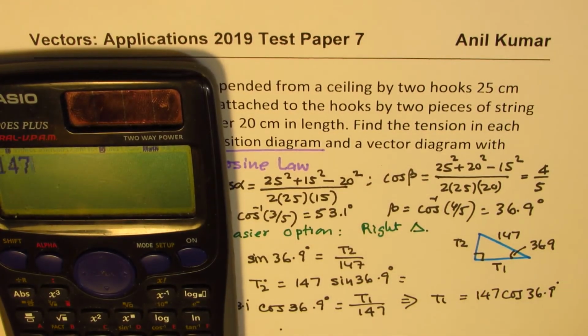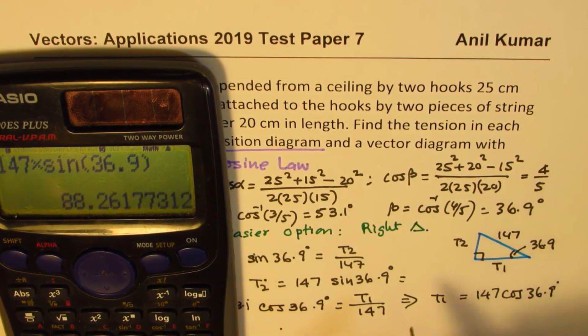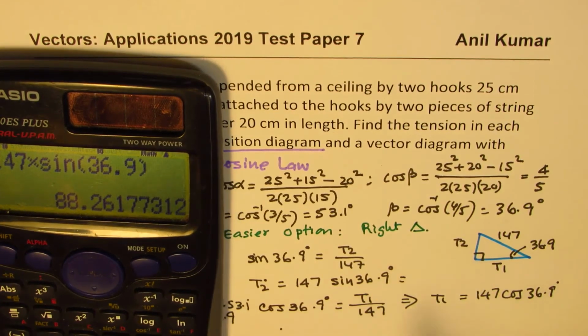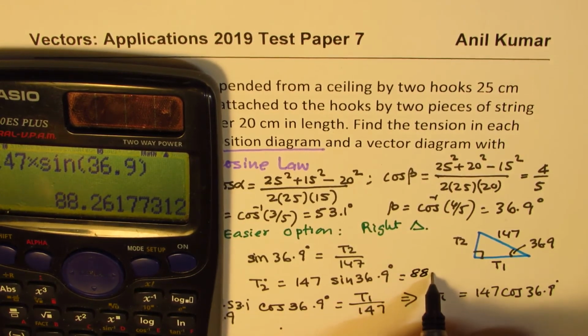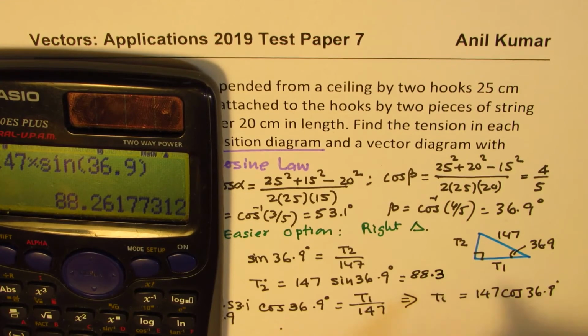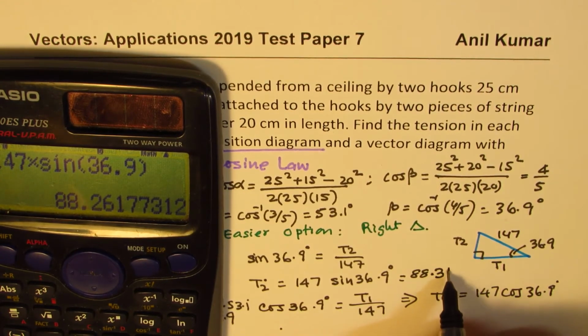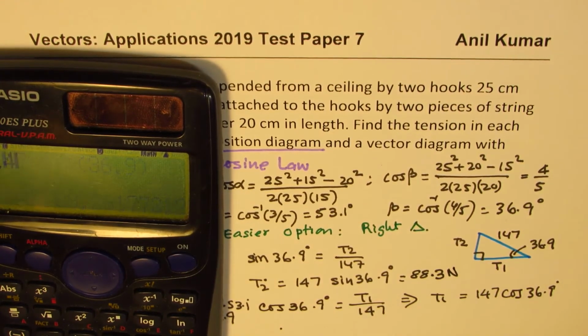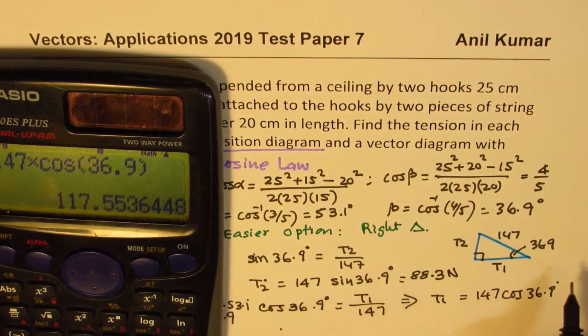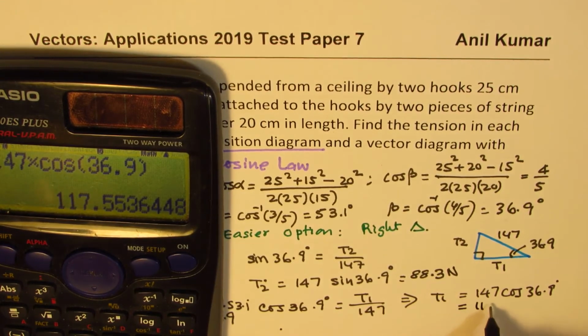So we have 147 times sine of 36.9, which gives us one answer, which is 88.2, let's call it 88.3, right? Newtons. And the other one is 147 times cos of 36.9, which is equal to 117.6, let's say, newtons.